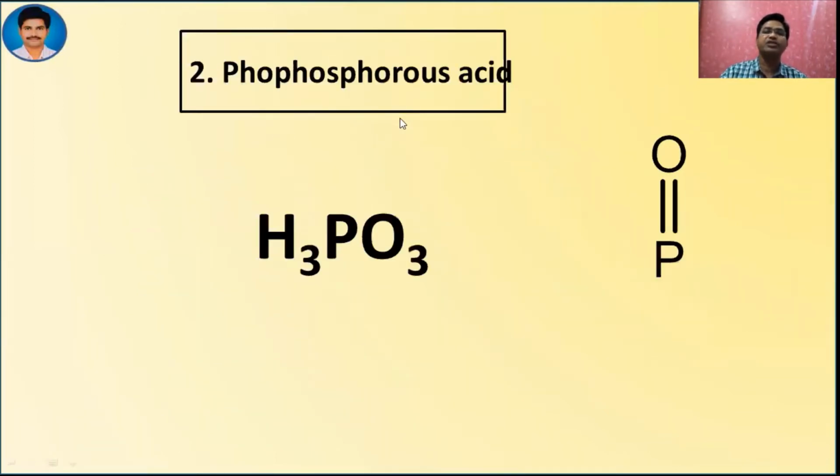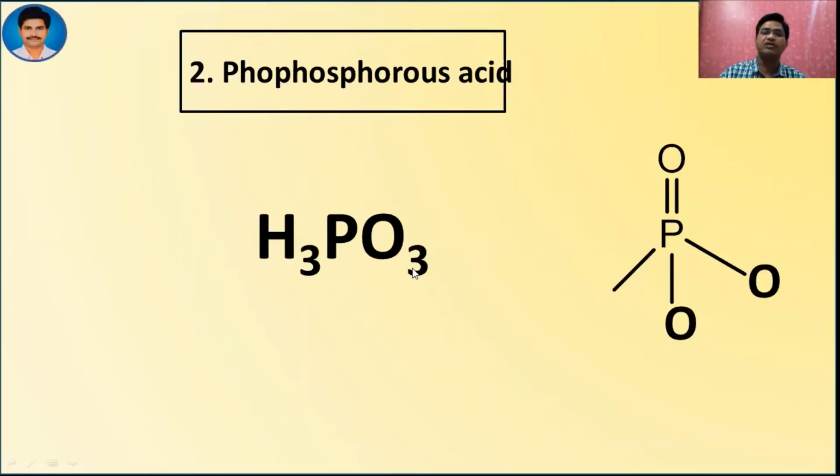Now, the second acid, phosphorous acid, in the 'ous' acid series. See, H3PO3 is its formula, and our basic unit is P double bond O. After that, you write 3 bonds around this phosphorus in a tetrahedral manner. Then supply the oxygens. Among the 3, one is here and 2 more are here. Then after that, supply the hydrogens. See what happened? 3 hydrogens are there.